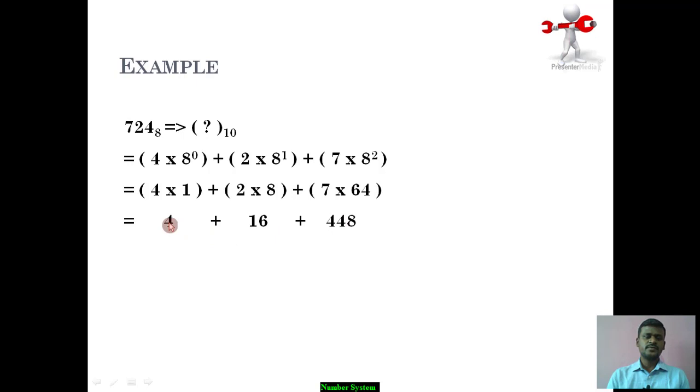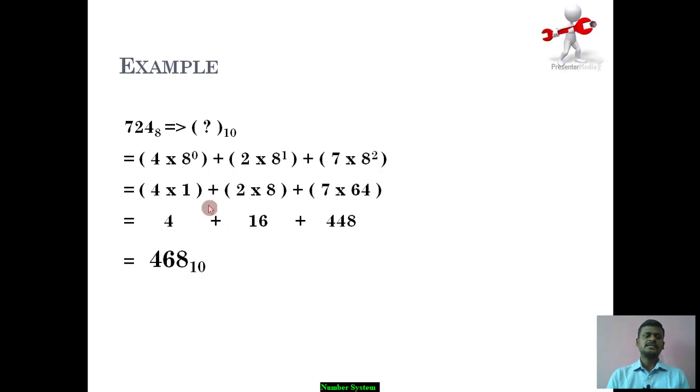The next step is to add these numbers, that is 4 plus 16 plus 448. The answer is 468, and this is the final answer, the converted decimal number.